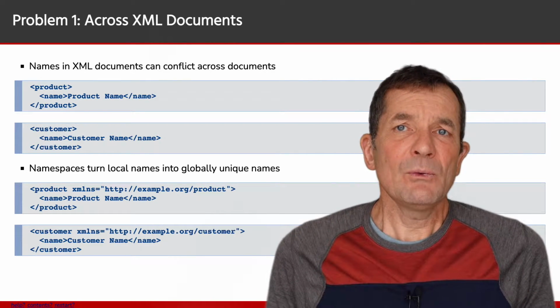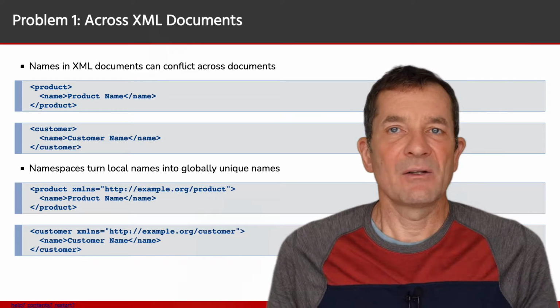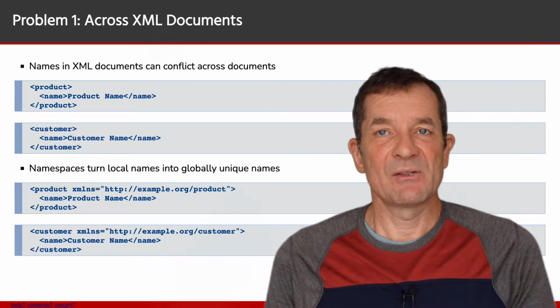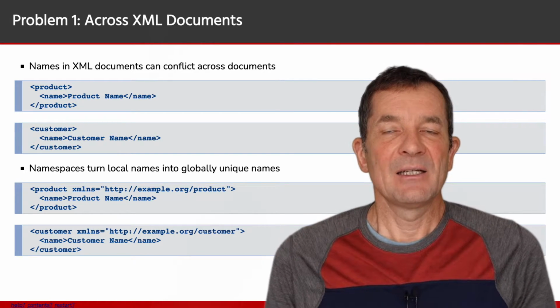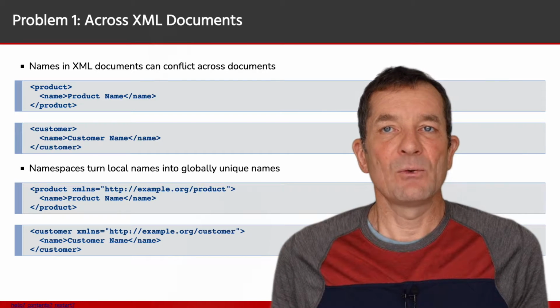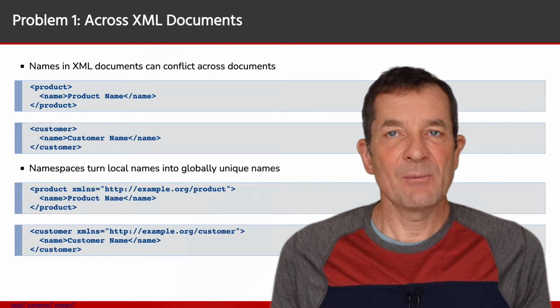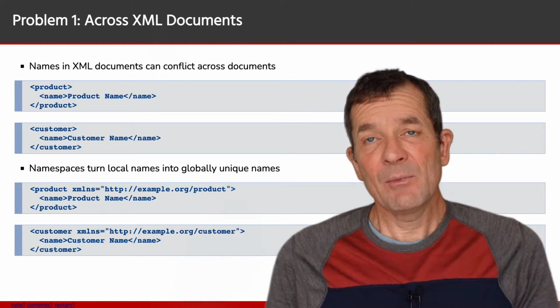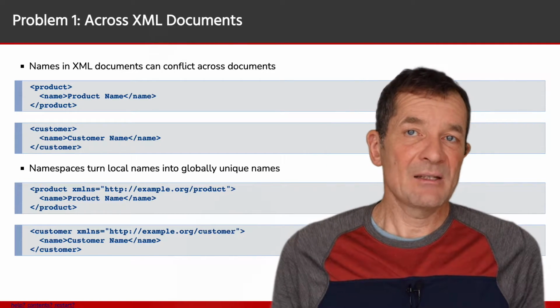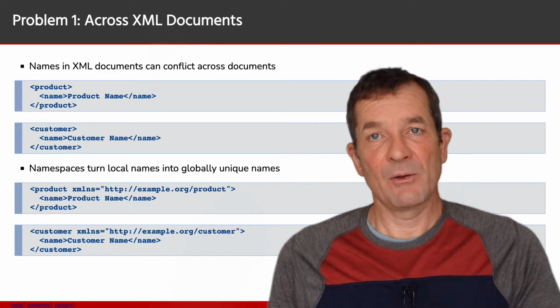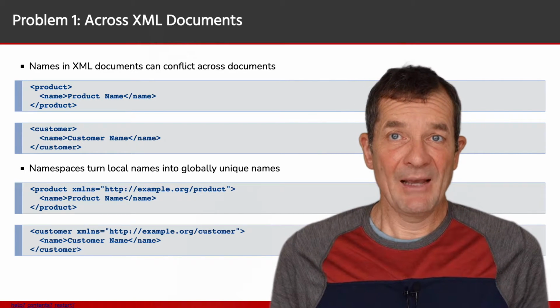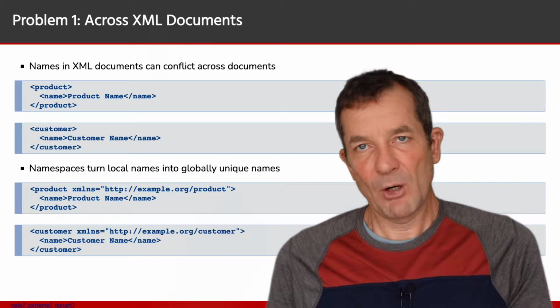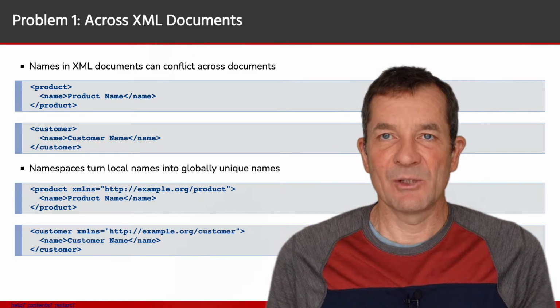There are two important things to consider that explain why namespaces exist. One is that it would be very useful if you could identify XML elements in a globally unique way. In the example you can see here, we have two different XML documents. One is about products, the other one is about customers, and both have a name element. One is probably the product name, the other one is the customer name.